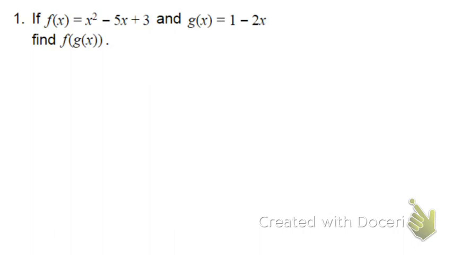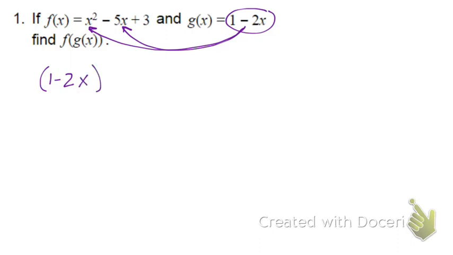To perform this composition, you take g of x and plug it into this function, f, everywhere I see an x. So we should have done 1 minus 2x quantity squared minus 5 times 1 minus 2x plus 3. And again, you guys can see that composition of that 1 minus 2x being placed inside. Here are some common mistakes I saw, because for the most part, people were able to get that far.